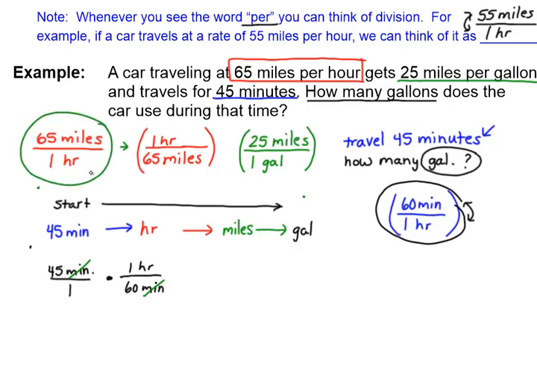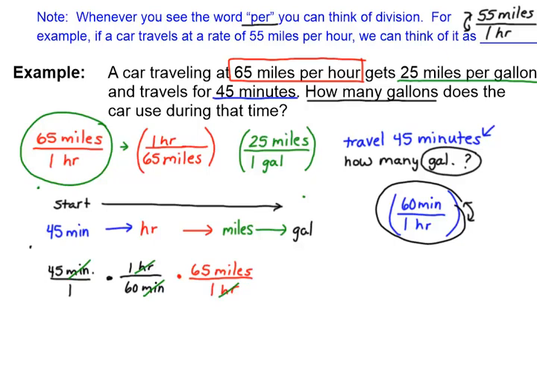Why did I choose that one? It's because I needed the hours on the bottom. So we're going to take it times 65 miles per 1 hour. And I can see that the hours cancel out. So now I'm at miles.